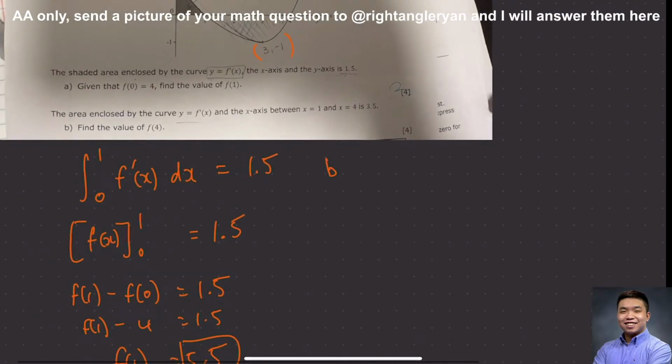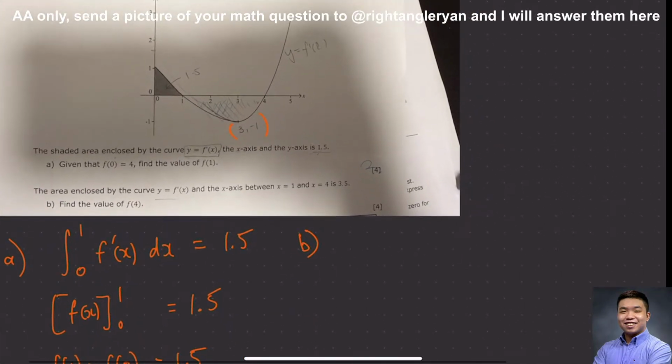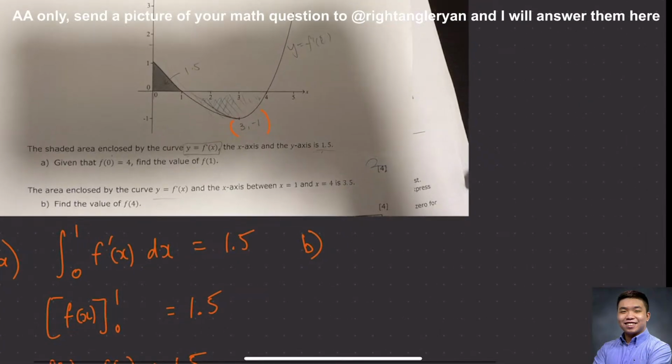Part B. The area enclosed by the curve and the x-axis between 1 and 4 is 3.5, okay? Find the value of f(4), okay? So it's the same thing. We need to negate everything because you know that the area here will be a negative value because it's underneath the x-axis.